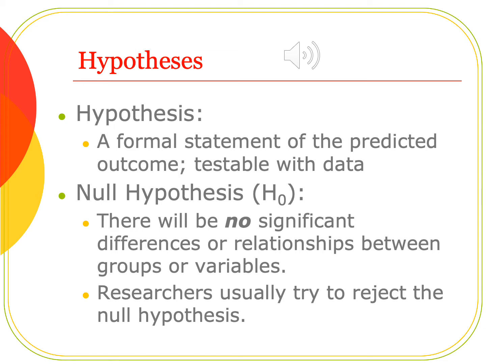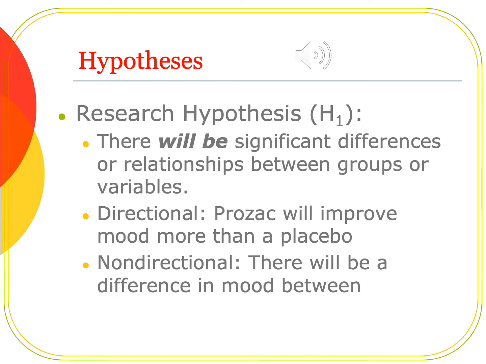And usually, researchers are going to try to reject the null hypothesis. They're going to try to say, no, therapy A is better than therapy B, or drug A is better than drug B, or better than no drug, or no therapy. So we're usually trying to reject the null hypothesis when we're doing research.